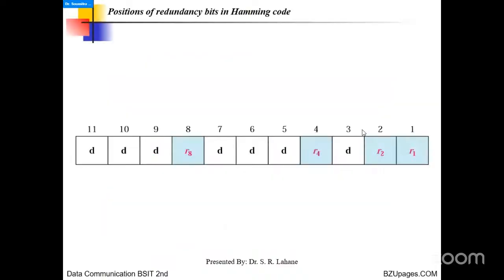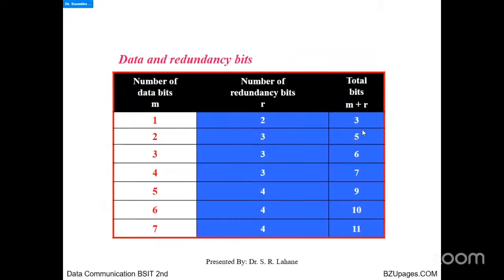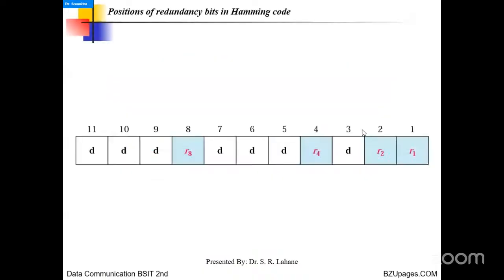So, position of redundant bits in the Hamming code. In this case, how many data bits are we having? 1, 2, 3, 4, 5, 6, 7. D stands for data. 7 data bits. So in this table, for 7 data bits we require 4 redundant bits. Total 11 will be there. We have to define the 4 redundant bits, R1, R2, R4, R8. And then the total code word will be generated at the sender side. That will be sent over the communication channel.